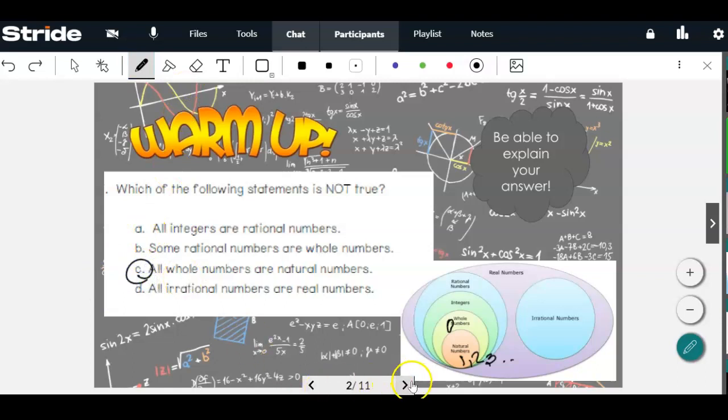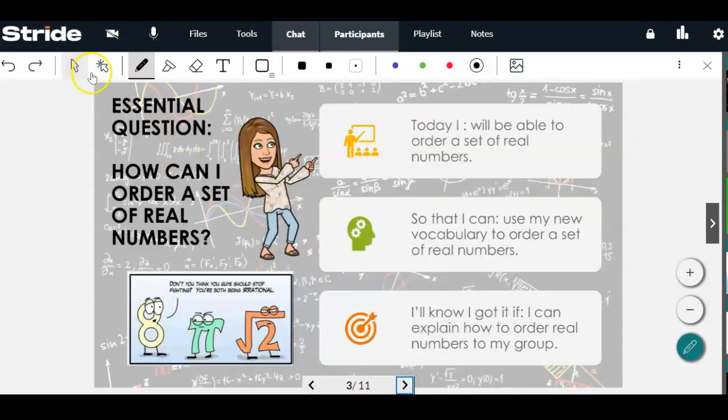All right, so this lesson is over ordering the set of real numbers. So today I will be able to order a set of real numbers so that I can use my vocabulary to order a set of real numbers. I'll know I got it if I can explain how to order real numbers to my group or to somebody. Our essential question: how can I order a set of real numbers?